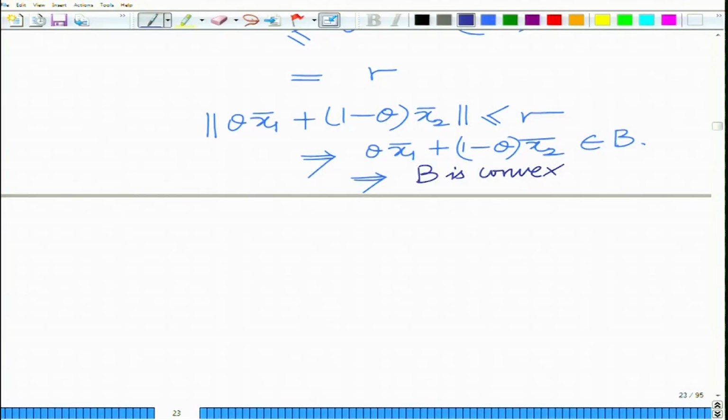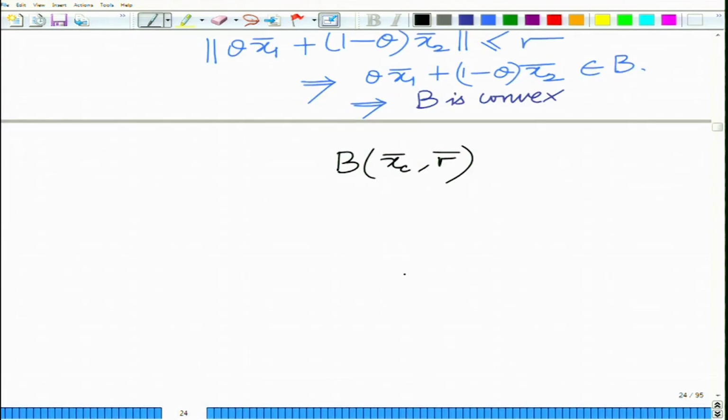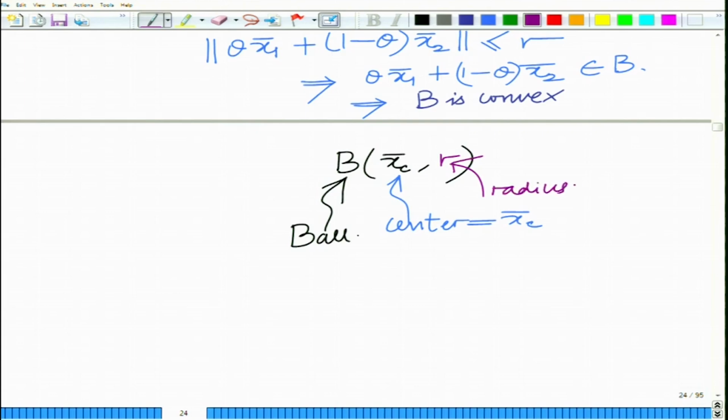Okay, and this norm ball, now remember another equivalent, an interesting way to represent this. We can represent this norm ball as B of xc bar comma r. So this denotes a ball or norm ball with center equal to x bar c. I am sorry, this is not r bar, but this is r, which is the radius equal to r. So this is the norm ball.